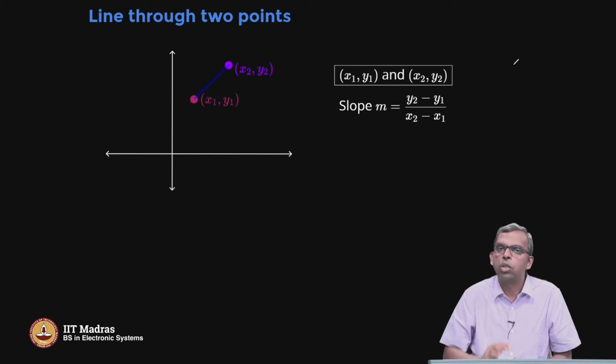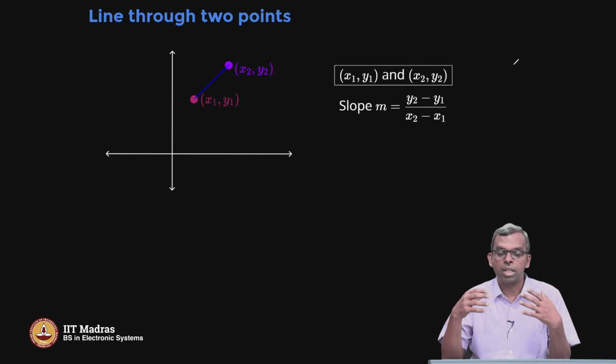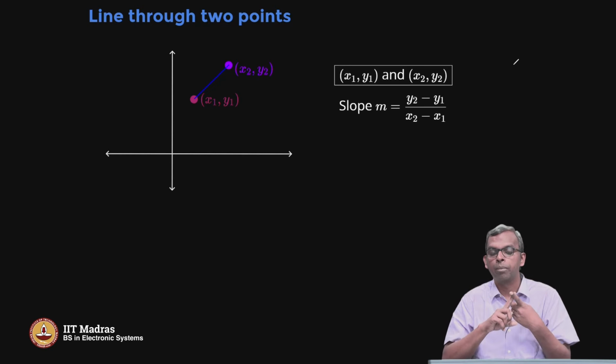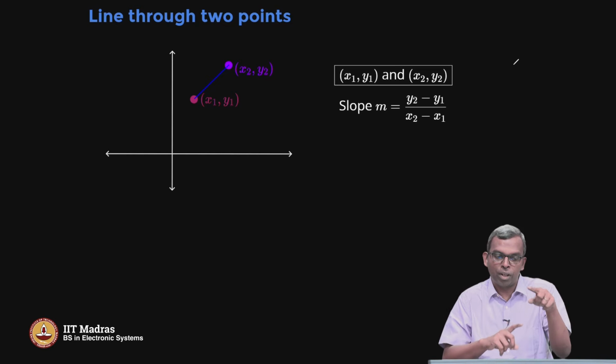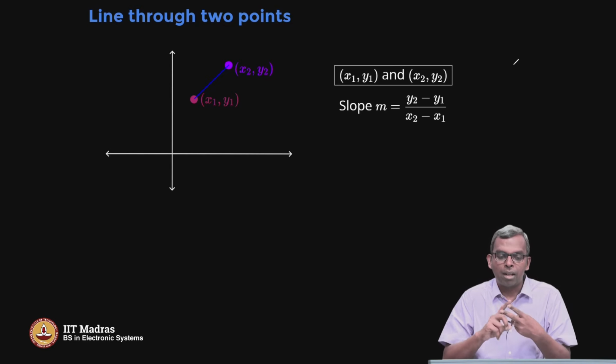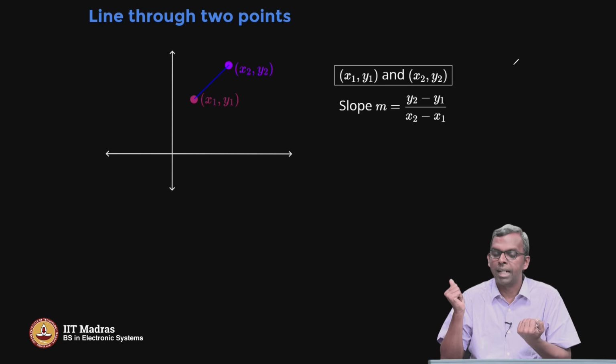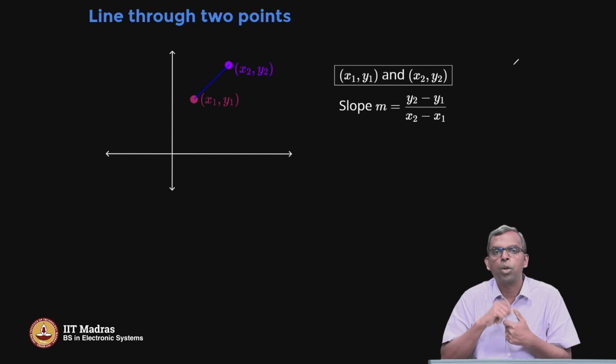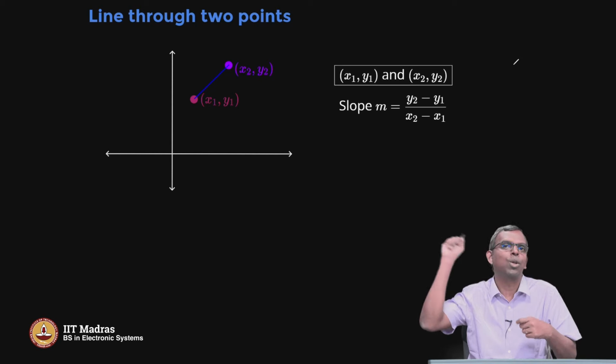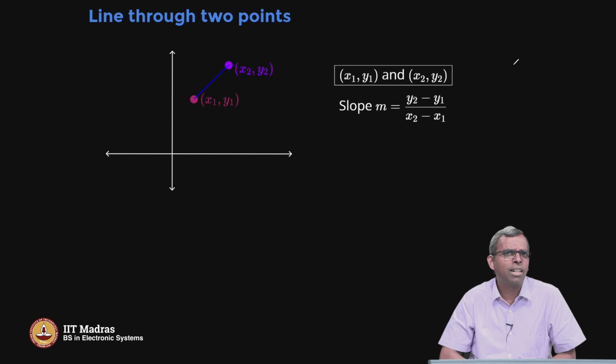We've already found the slope, right. To find the equation of the straight line, I need the slope m and the y-intercept b. I have to find the y-intercept b. Given the 2 points, I know how to find the slope. That I have done already, right. Slope is y2 minus y1 by x2 minus x1. Can I find the y-intercept just given 2 points on the straight line? Somewhere I've given 2 points on the straight line. Can I find the y-intercept?